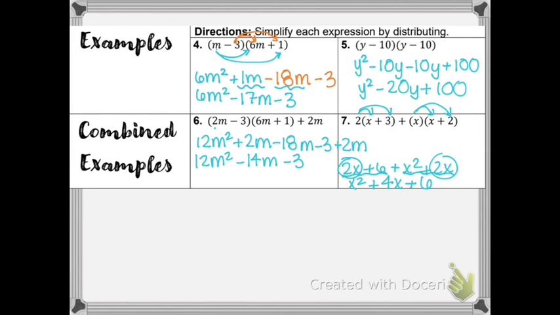So please check all of your answers. Ask your teacher if you need any help. Work with the people near you. And this lesson was about the distributive property.